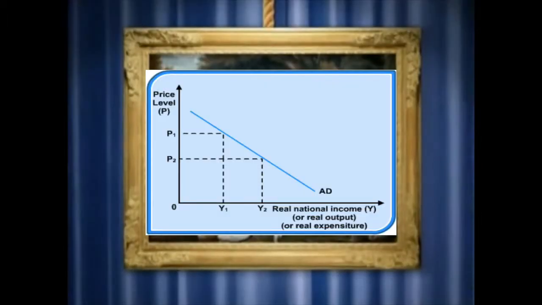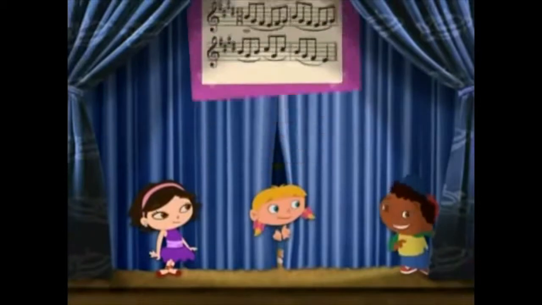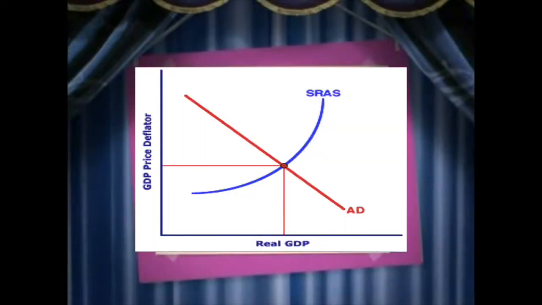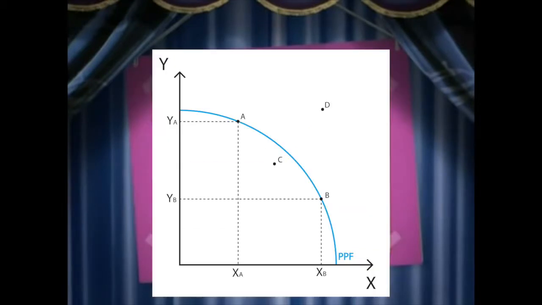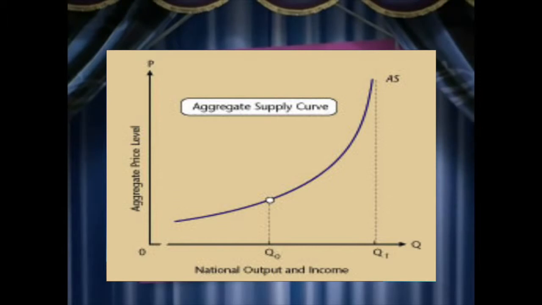Economic theories are the aggregate demand curve. It represents the total quantity of all goods and services demanded by the economy at different price levels. And macroeconomic equilibrium. It's an economic state where the quantity of aggregate demand equals the quantity of aggregate supply. And the production possibilities frontier, a graph representing production trade-offs of an economy given fixed resources. And the aggregate supply curve. It explains price level and output through the relationship of aggregate demand and aggregate supply.